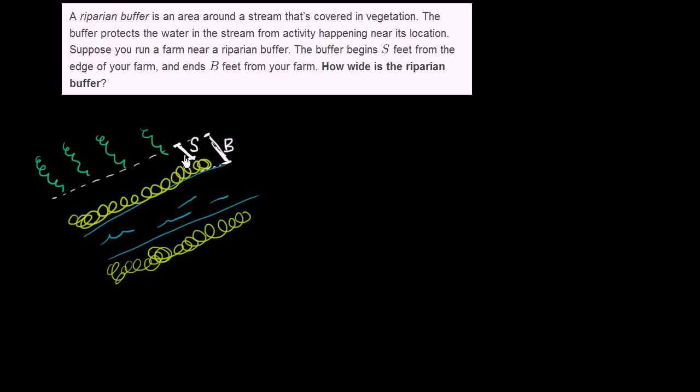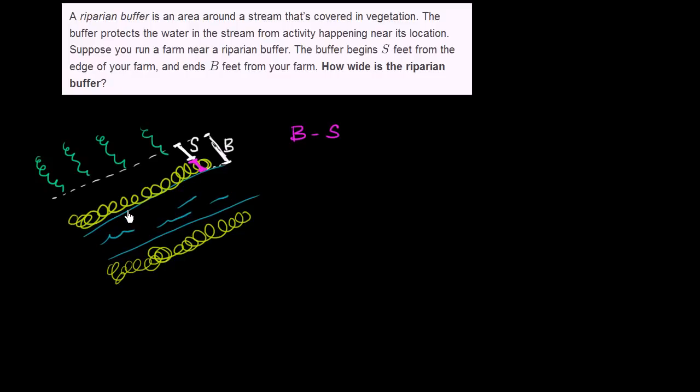So the way I made my assumptions about where the riparian buffer starts and ends, it looks like it's going to be B minus S, which would be this distance right over there. So that is B minus S. But I just assumed the buffer starts here and ends here. I could have viewed it the other way around.